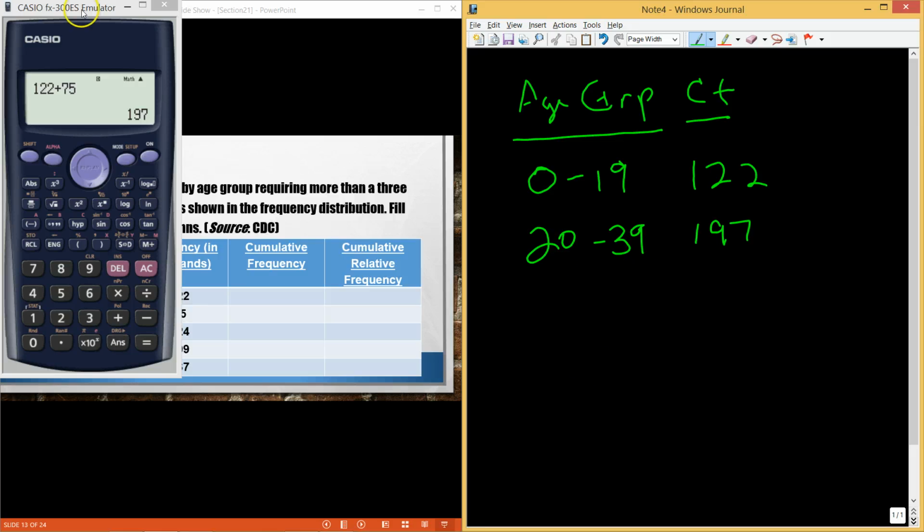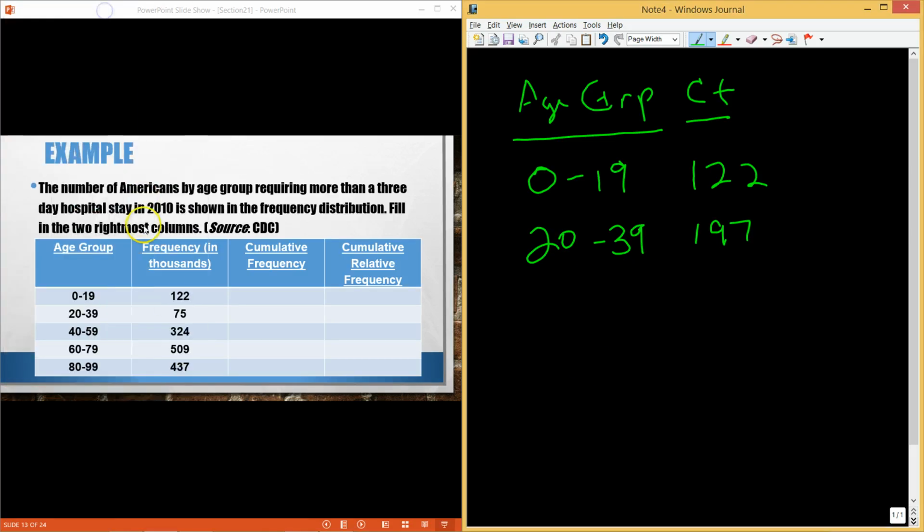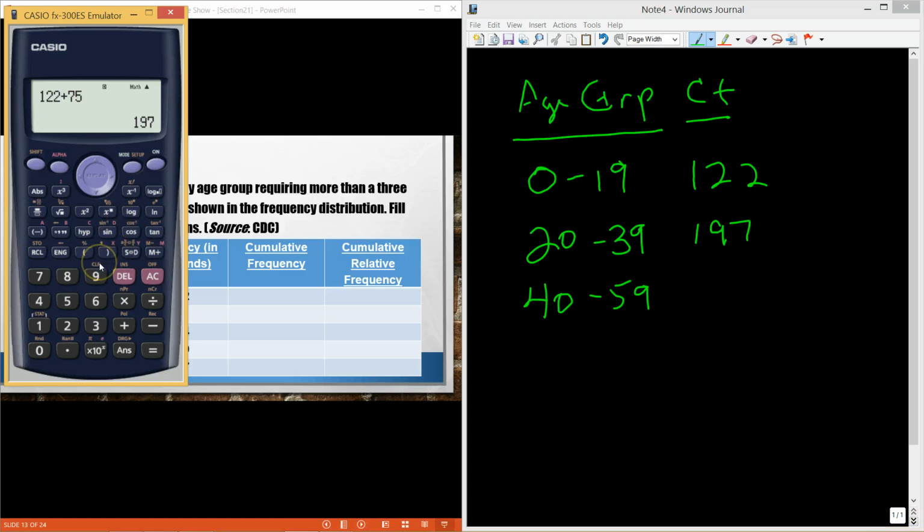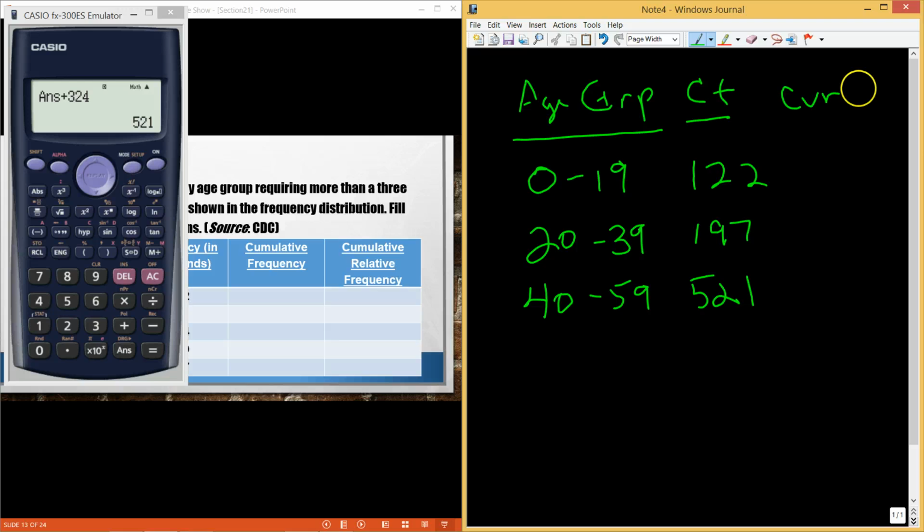And then for our third class, we'd want to add on 324, right? So we're going to add on 324 to get 521,000. And so there's our cumulative frequency for the first three classes. Now let's do the cumulative relative frequency and see how that's going to look.